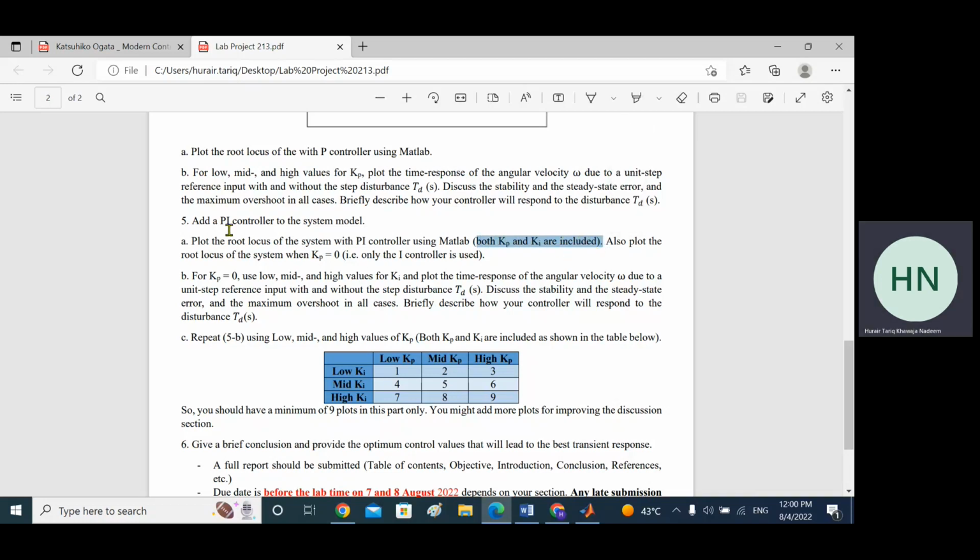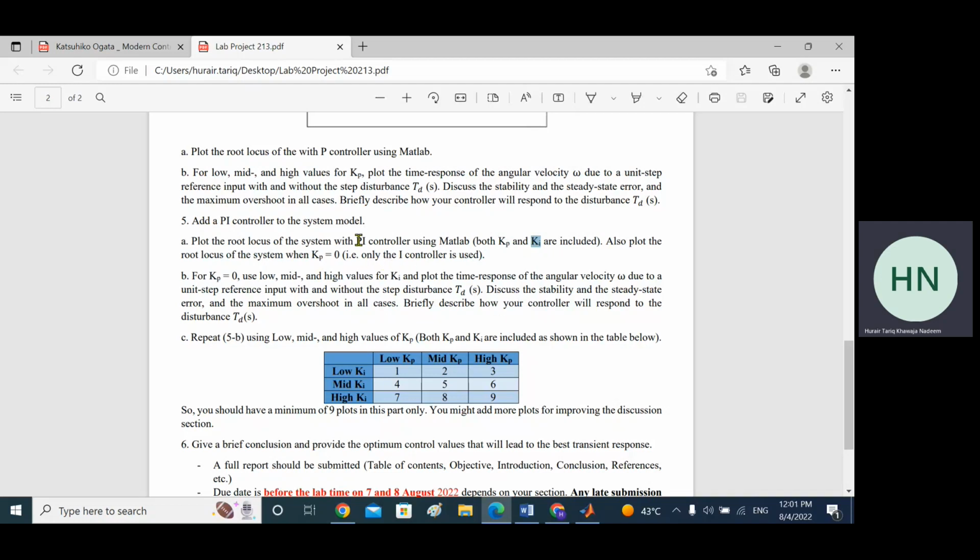Okay, this is the first part of 5A. And the second part is also plot the root locus of the system when KP equals 0. This means you are only using the I controller. So KP is going to be 0 in the second part of 5A, and there is going to be only KI in the second part of 5A.